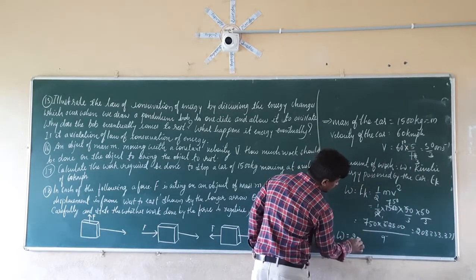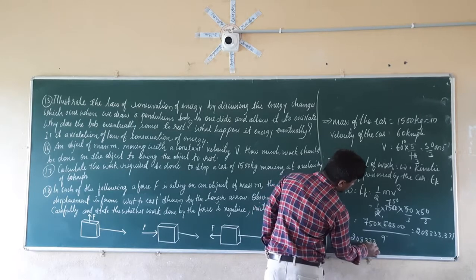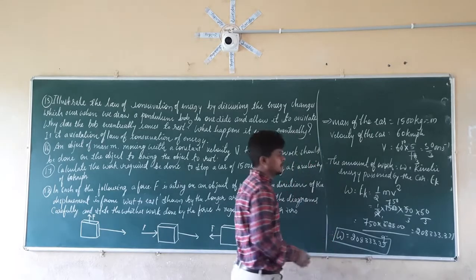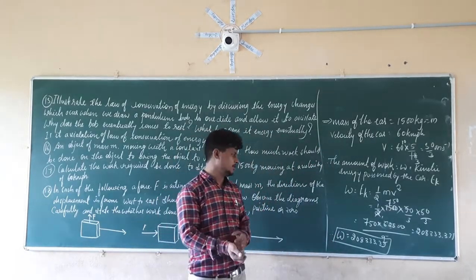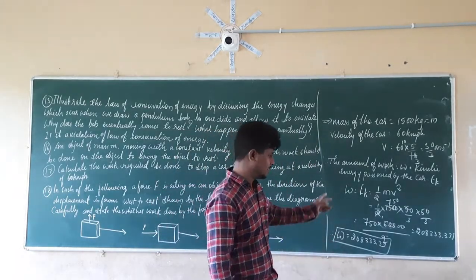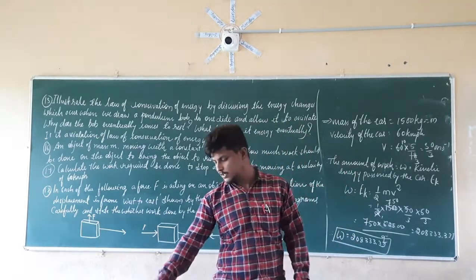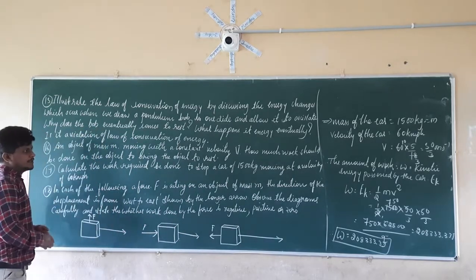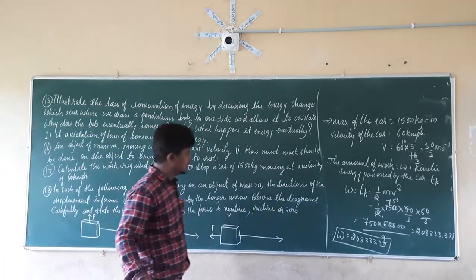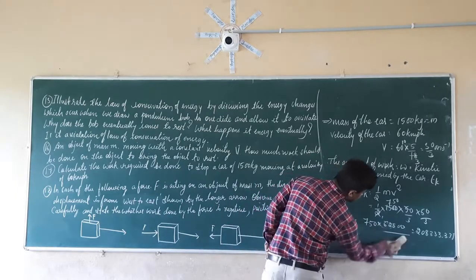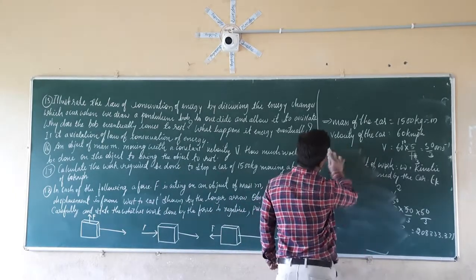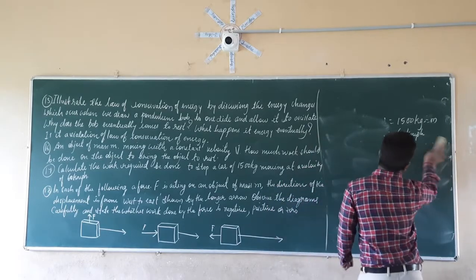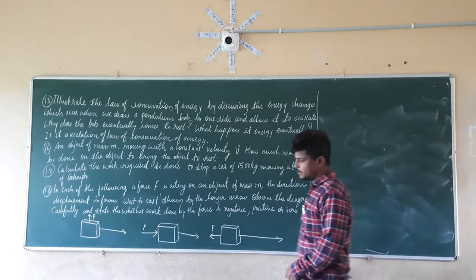It is equal to 208,333.3 joules. So the work done to stop that car is equal to 208,333.3 joules. So this is the answer for question number 17. Now let us consider question number 18. So what is that question number 18?